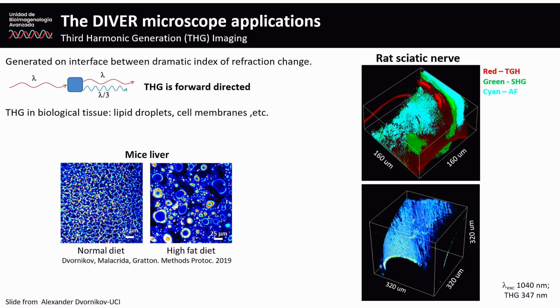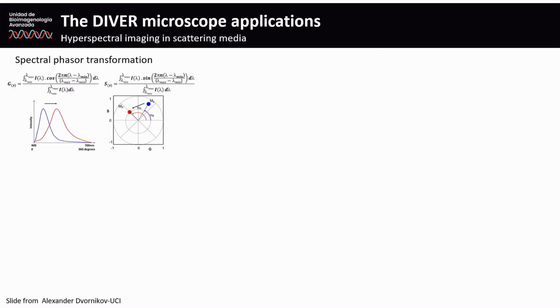The other thing that is very strong is third harmonic generation, and in that case, the signal is generated by dramatic changes in index of refraction, and this happens, for instance, at the surface of lipid droplets. This is an example that we did a long time ago in the lab, where we can see in a liver the effect of a high-fat diet and the accumulation of very large lipid droplets in the adipocytes. It can also be used for 3D imaging of sciatic nerve, combining third harmonic generation, second harmonic generation, and autofluorescence.